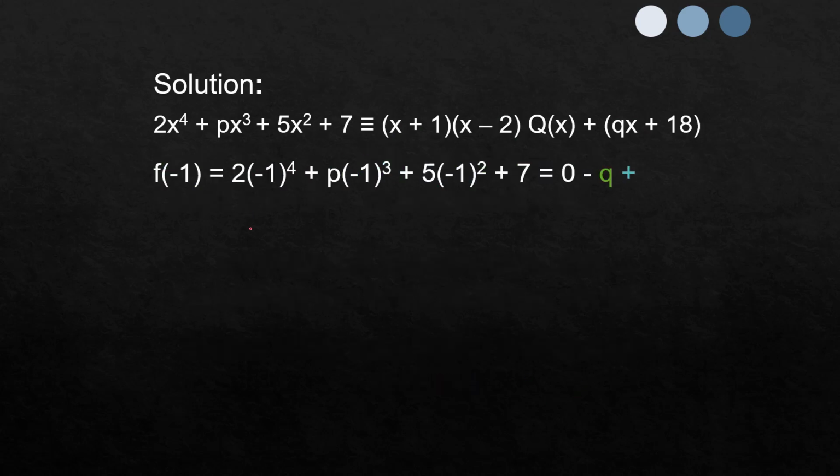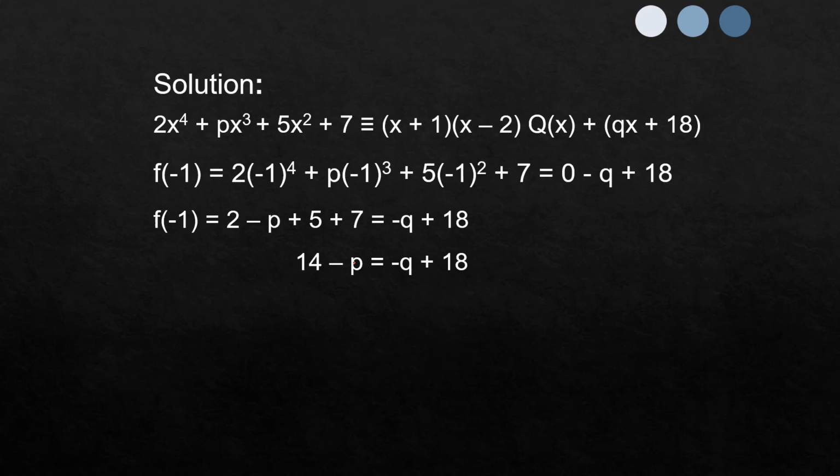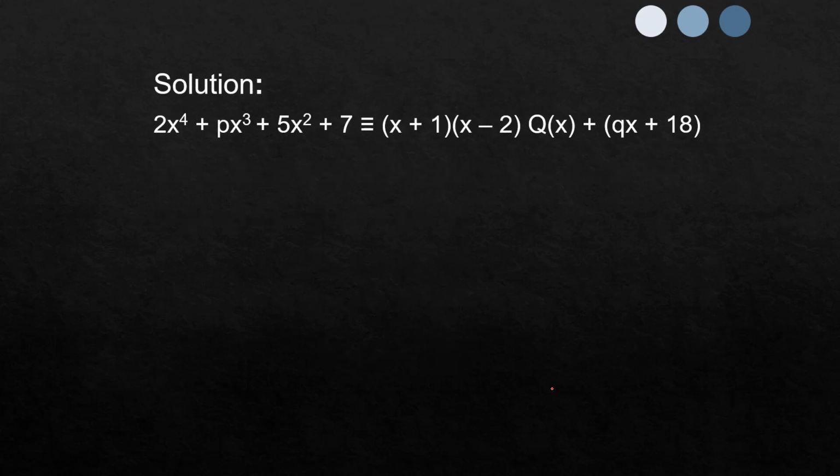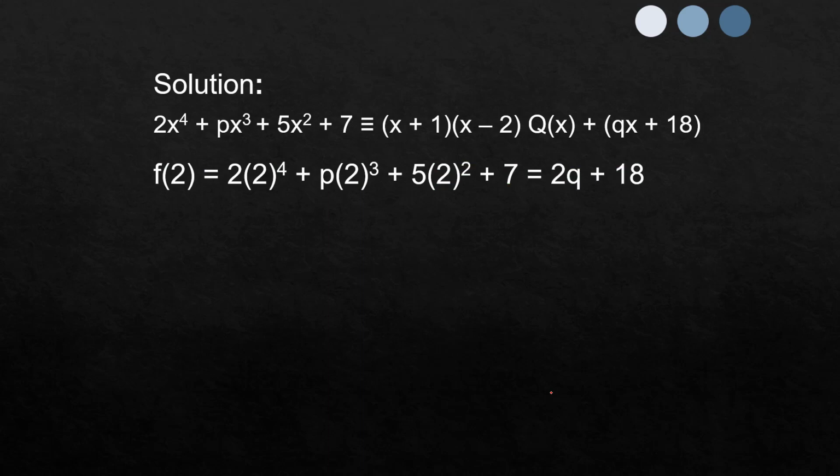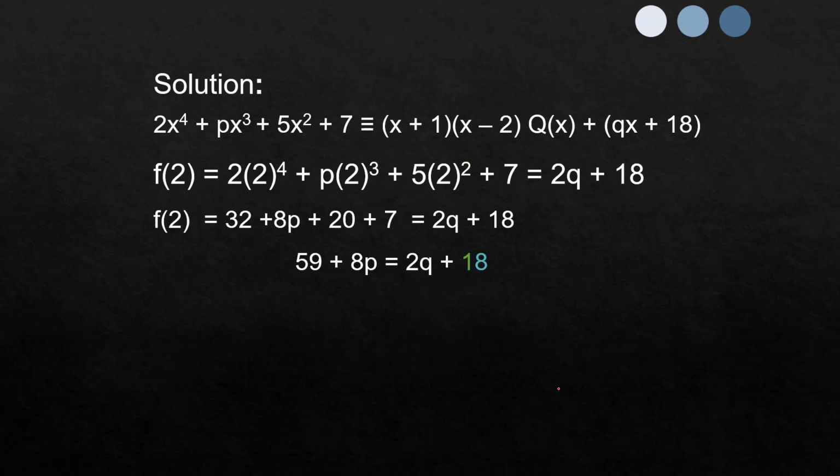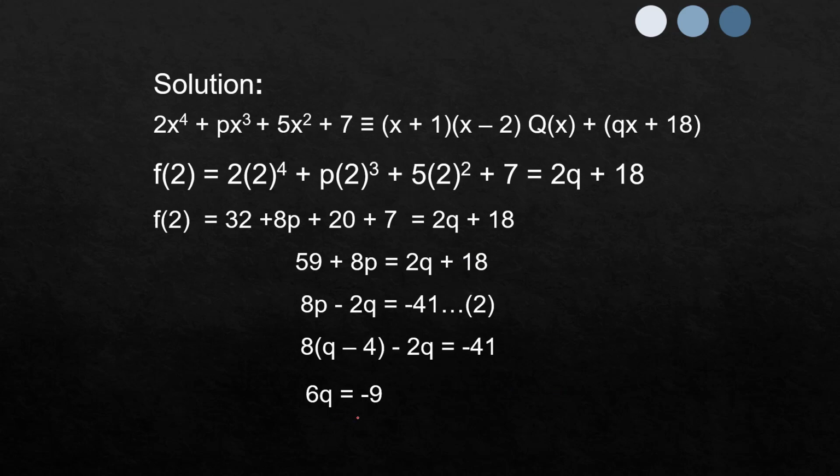We substitute x = -1 here, and this is the first equation: -p + q = 4. For the second equation, when you substitute x = 2, you have f(2), which simplifies to 6q = -9, so q is -1.5. We substitute it into the first equation to obtain p. So we found p is -5.5.